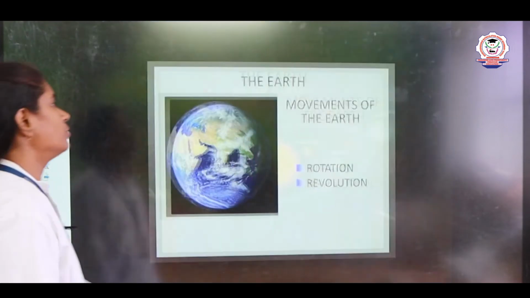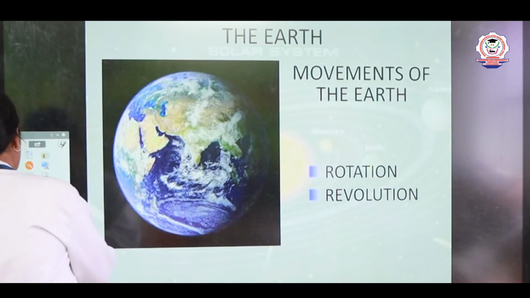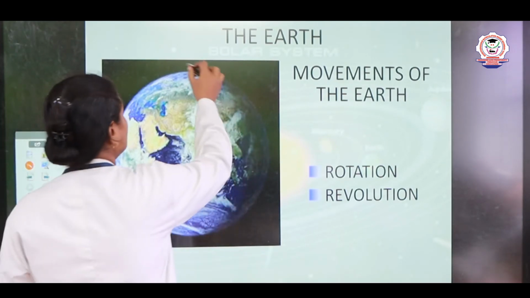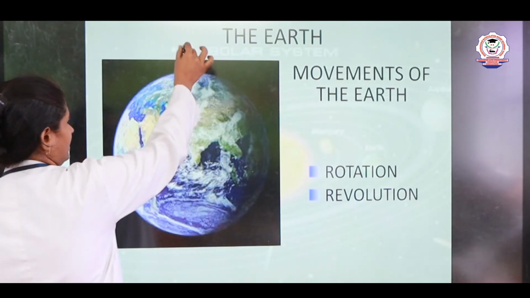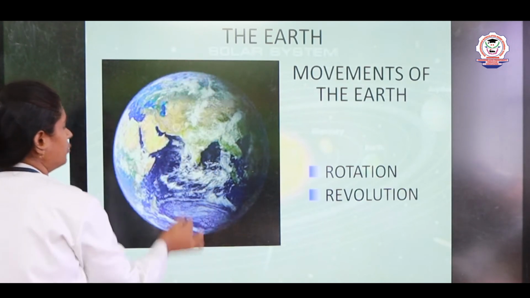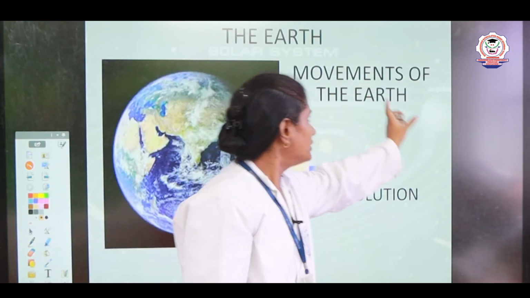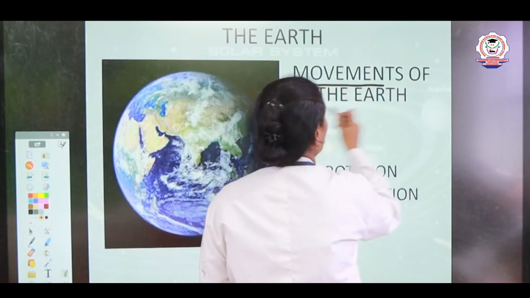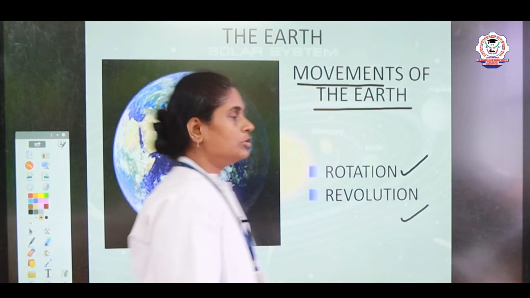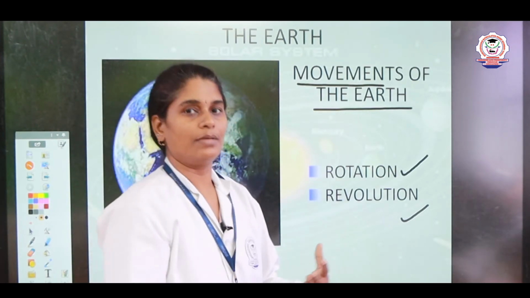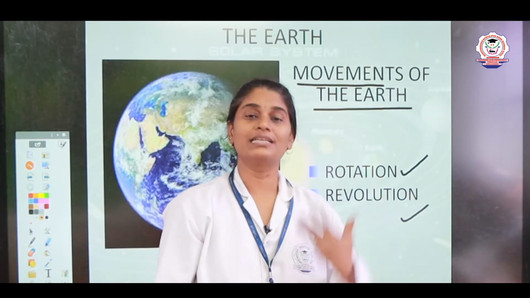Now next we are going to see about the movements of Earth. We know that the Earth has its axis, right? The imaginary line that passes from North Pole to South Pole is known as the axis. The Earth undergoes 2 movements. What are the 2 movements? One is rotation, the other one is revolution. What is rotation? The Earth spinning on its axis is known as rotation.